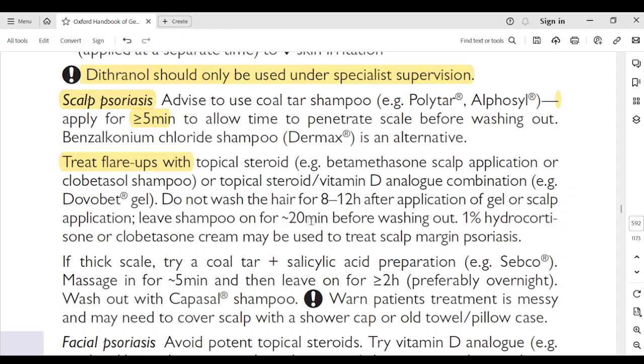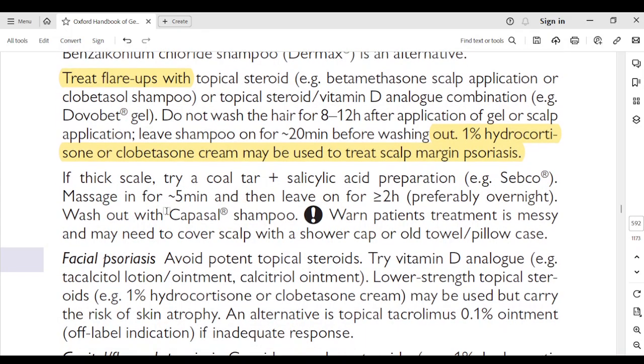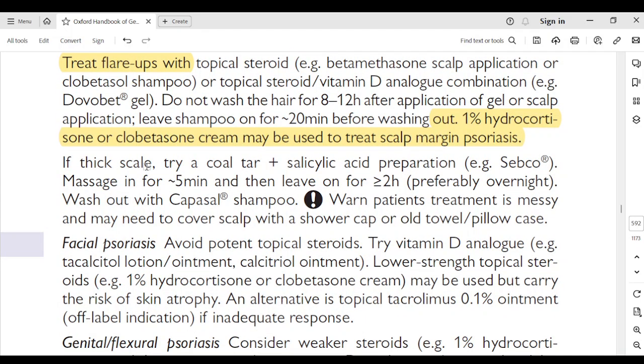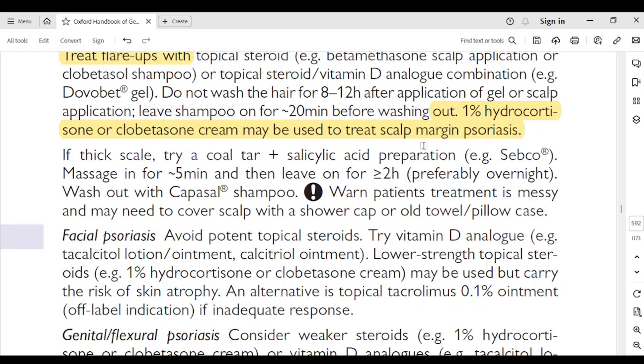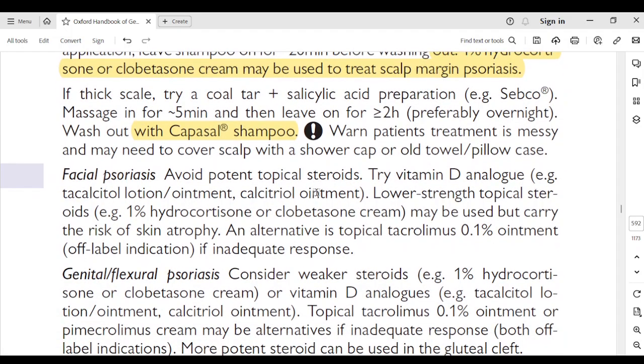1% hydrocortisone or clobetasol cream may also be used to treat scalp margin psoriasis. Hydrocortisone is a mild potency steroid and clobetasol is a moderate potency steroid. If there is a thick scale, try a coal tar plus salicylic acid preparation, Sebco. Massage for 5 minutes and then leave on for 2 hours, preferably overnight. Wash out with Capasal shampoo. When treatment is messy, the patient may need to cover the scalp with a shower cap, old towel or pillowcase.